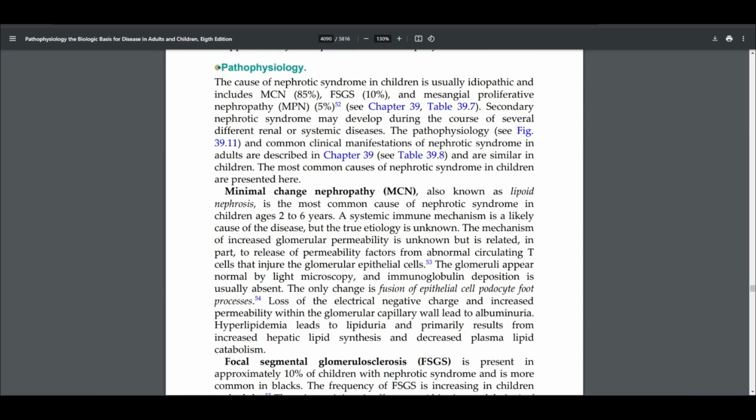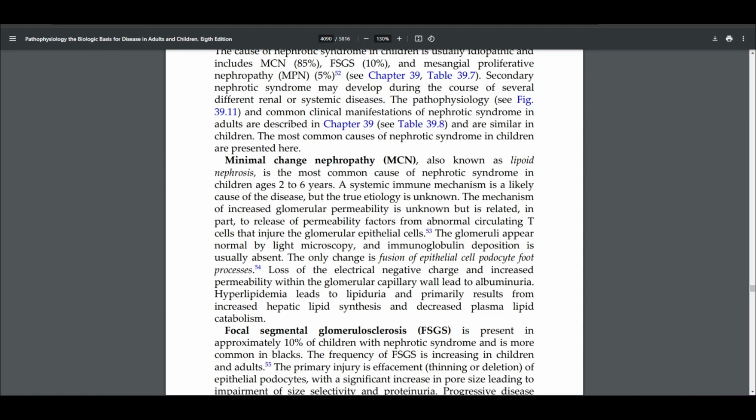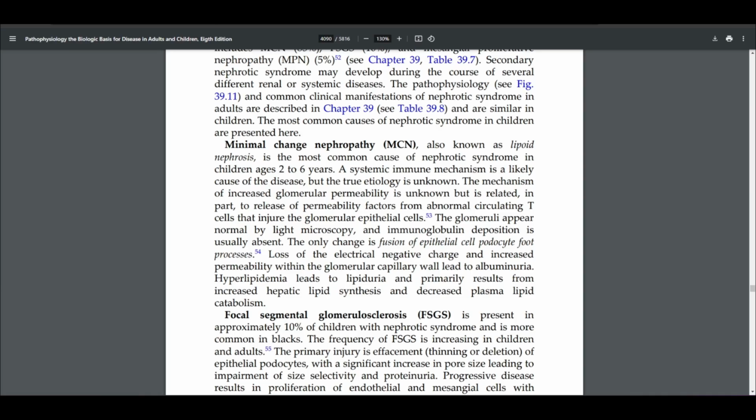So what is the pathophysiology? The cause of nephrotic syndrome in children is usually idiopathic and includes MCN 85%, FSGS 10%, and mesangial proliferative nephropathy, MPN, 5%. Secondary nephrotic syndrome may develop during the course of several different renal or systemic diseases. The pathophysiology and common clinical manifestations of nephrotic syndrome in adults were described in Chapter 39 and are similar in children. The most common cause of nephrotic syndrome in children is presented here.